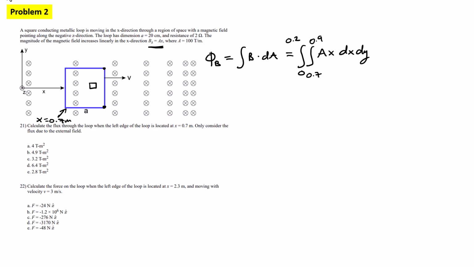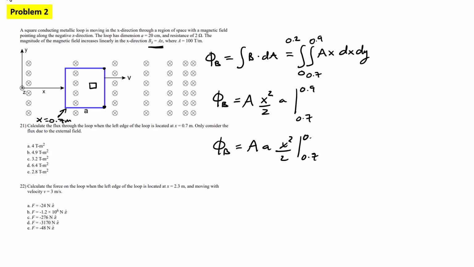All right, so what can I do now? Now this is a pretty straightforward integral. What you do is you take the constant A outside of that integral. That's just 100 Tesla per meter. This integral now becomes x squared over 2 multiplied by that distance a. And here I have to substitute the limits from 0.7 all the way to 0.9. All right, now let's just go ahead and substitute. So we get big A, little a, and just rearrange this a little bit between those limits.